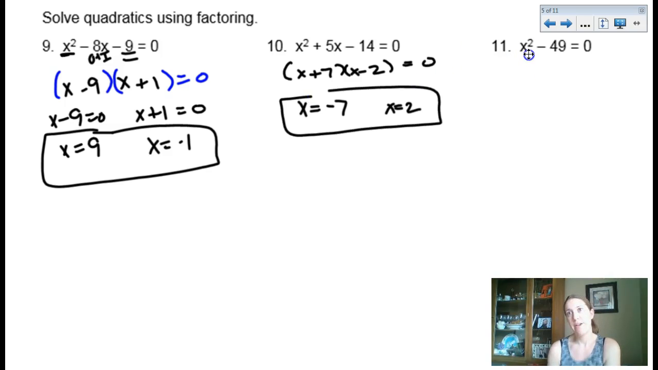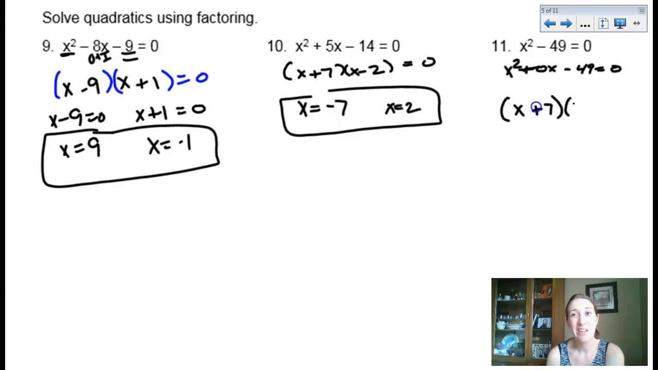This one's fun. It's my favorite factoring pattern because I notice there's no middle term, which indicates that my last terms are opposites of each other, additive inverses we call them. I would be thrilled if my teacher just gave me a bunch of these questions, but she wouldn't be that nice. So how about +7 and -7? That would work, right? So my solutions end up being x equals -7 and x equals +7.